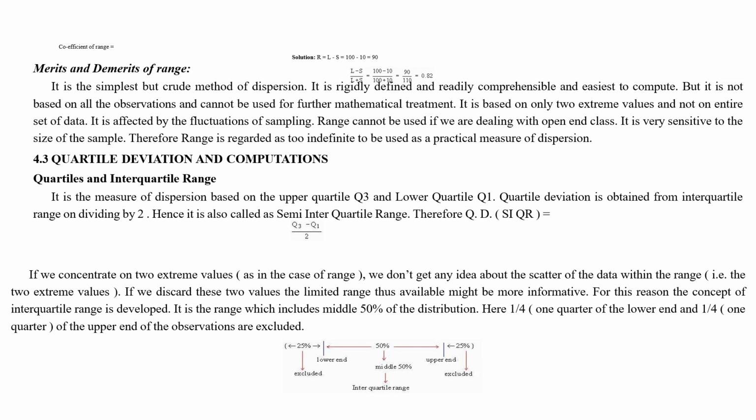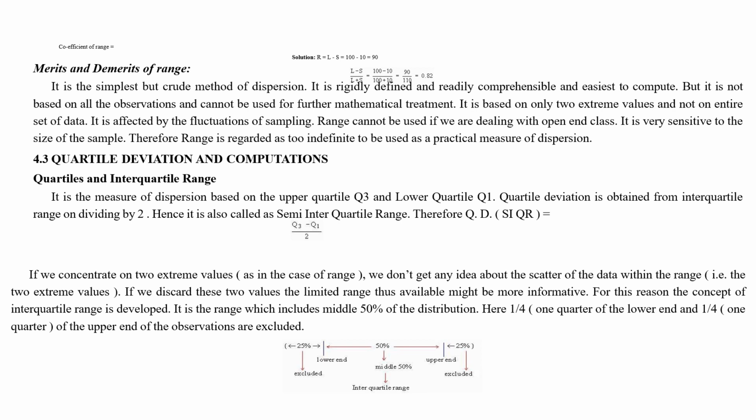Range is not based on all observations, because we consider only the highest and lowest points. It is based on only two extreme values, not the entire set of data. It is affected by the fluctuations of the sampling. Range can't be used if we are dealing with an open end class. It is very sensitive to the size of the sample. Therefore, range is regarded as too indefinite to be used as a practical measure of dispersion.